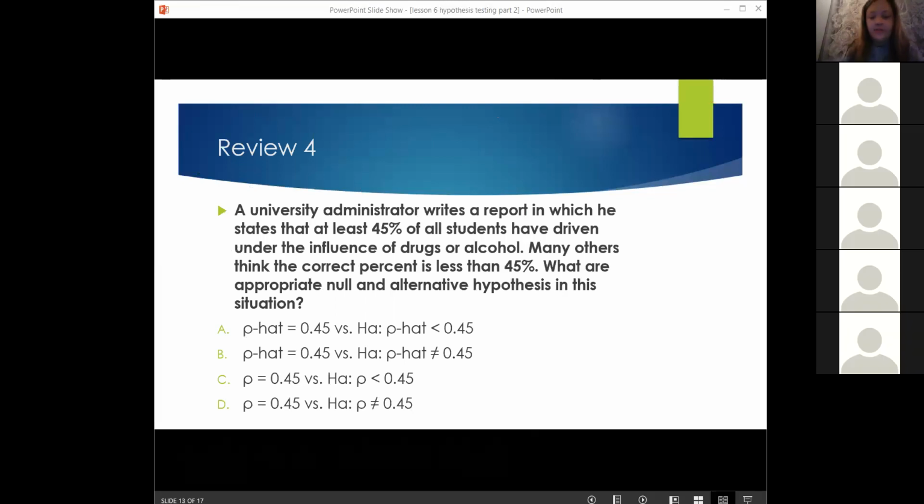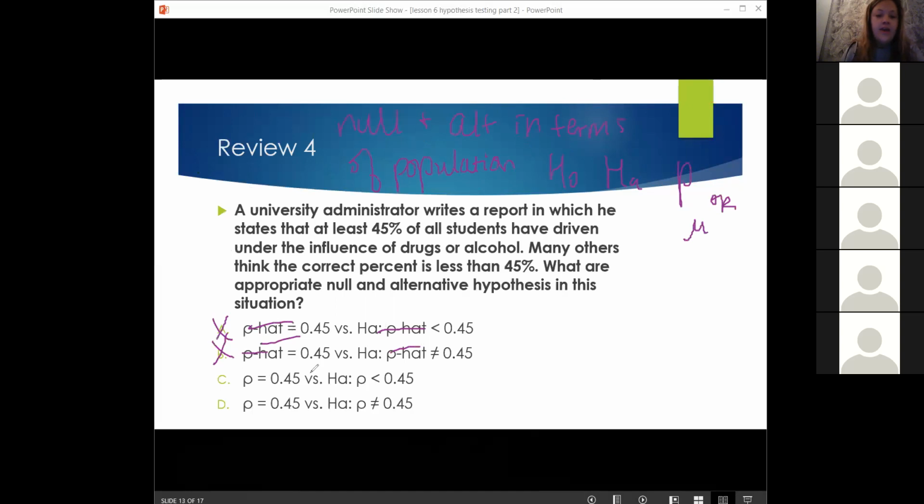All right, awesome job. So our answer here is definitely C. We can first of all rule out A and B, because remember, we're always writing our null and alternative hypotheses in terms of our population, because when we make a conclusion, it's always going to be about our population. So the null and alternative are always going to be using P or mu. It can't be P hat, so that's why A and B can't be correct.